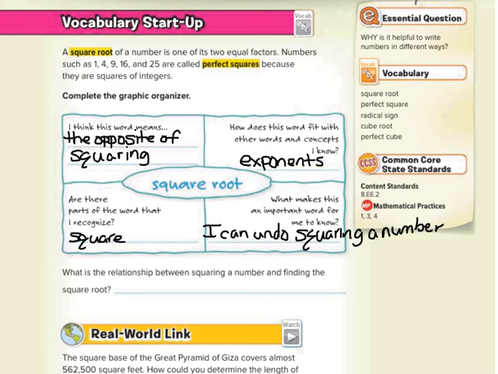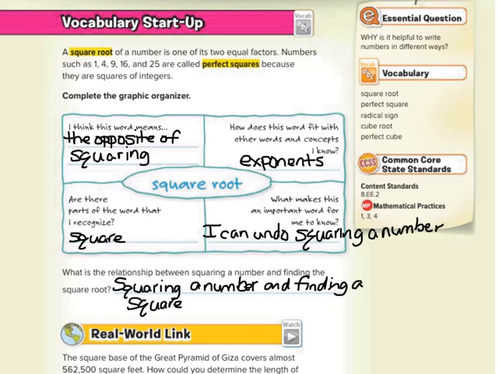And what is the relationship between squaring a number and finding the square root? Well, just like addition and subtraction are inverse operations, and multiplication and division are inverse operations, squaring a number and finding a square root are inverse operations.